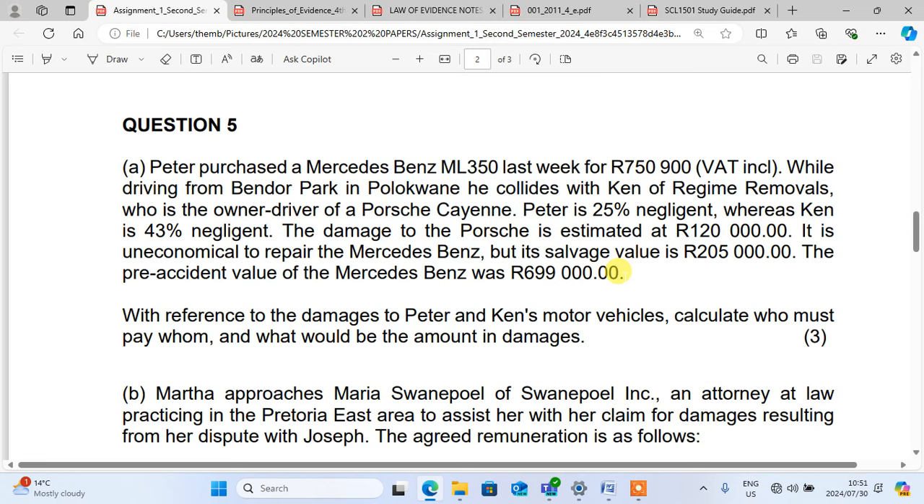Okay. Remember, here we check the negligence first, then the estimated damage, then the salvage value, then the pre-accident value. Then we answer this question with reference to the damage to Peter's and Ken's motor vehicles. Calculate who must pay whom and what the amount in damages will be.